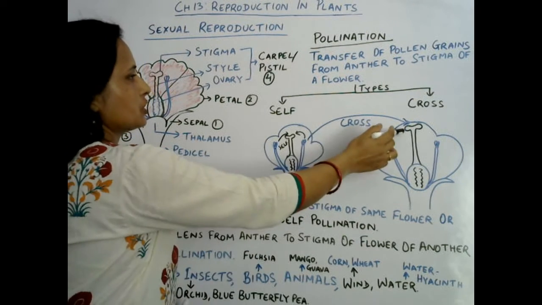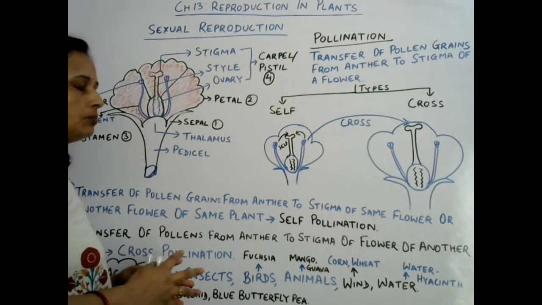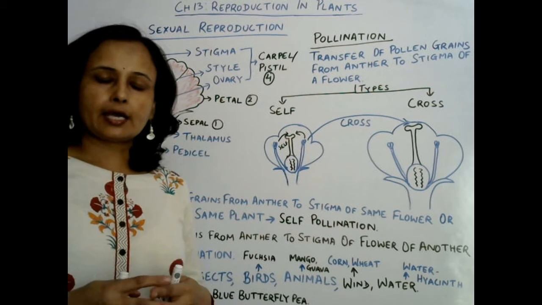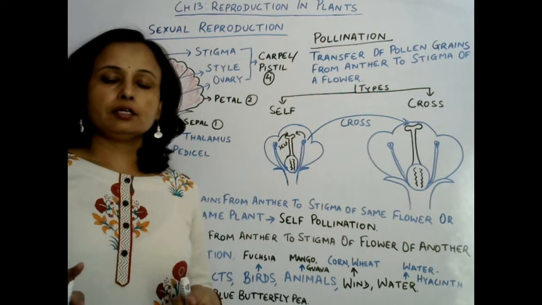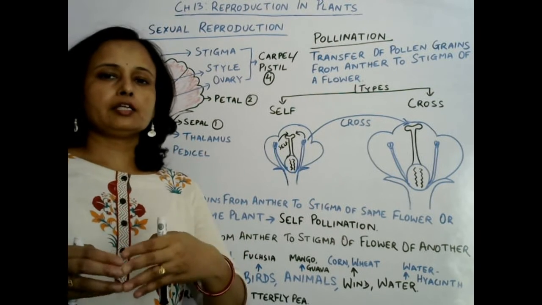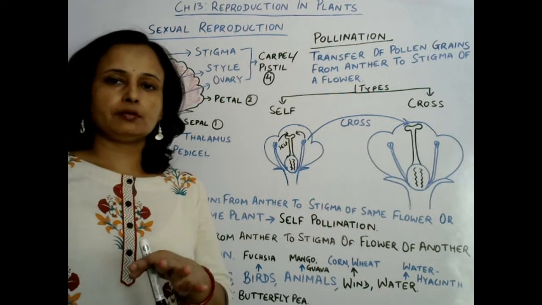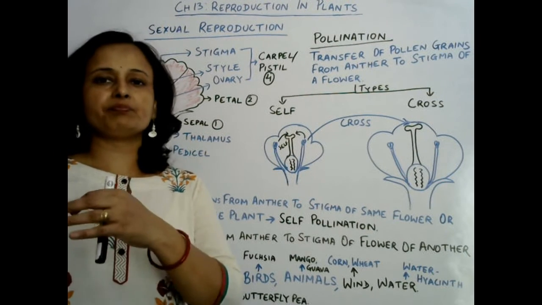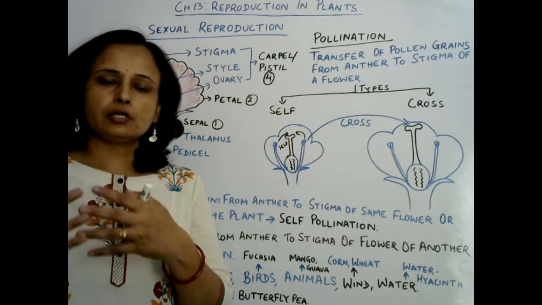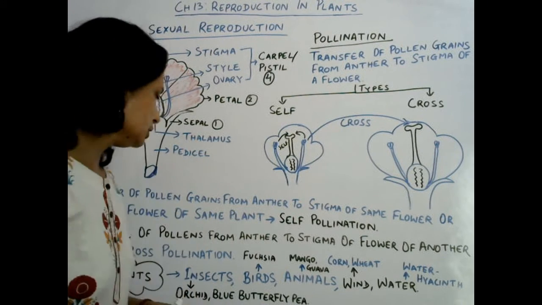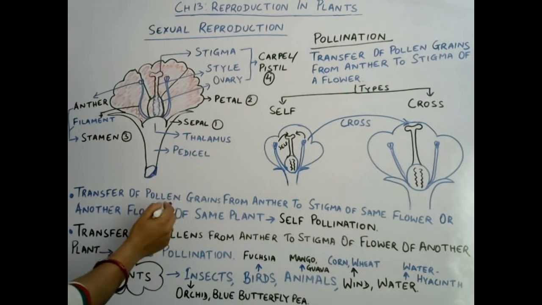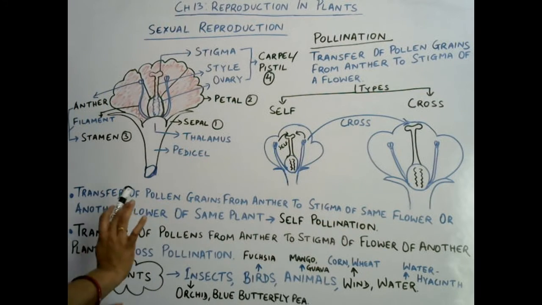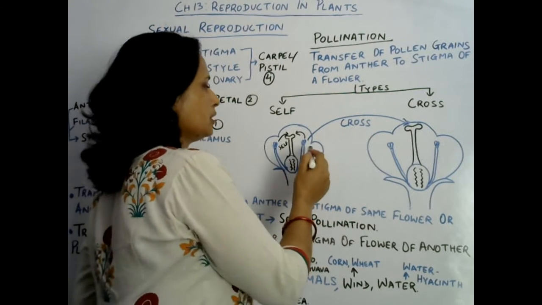Now cross-pollination. Cross-pollination is a mode of pollination in which transfer of pollen grain takes place from anther to stigma of another flower. And the flower is not only another, but the plant should be different. So flower of another plant, when it takes place in different flower of different plants. So you can also look at these definitions. It is written from anther to stigma of flower of another plant. So that is called cross-pollination.